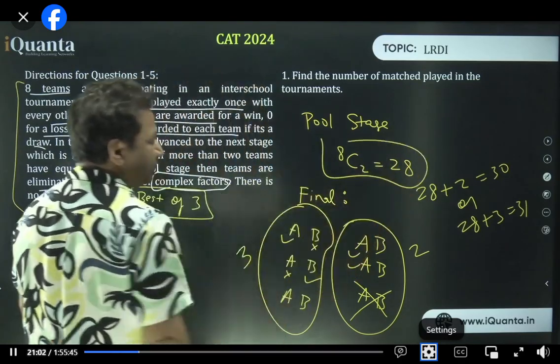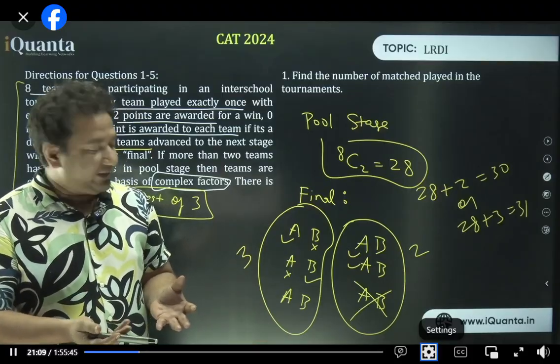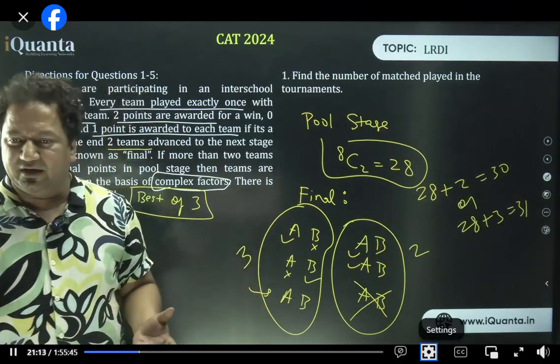28 is something everyone is sure about. In the final, two things can happen. The first match is won by A, the second match is won by B. So still we do not have any clear winner. That is why a third match will be played to have a clear winner. Right?